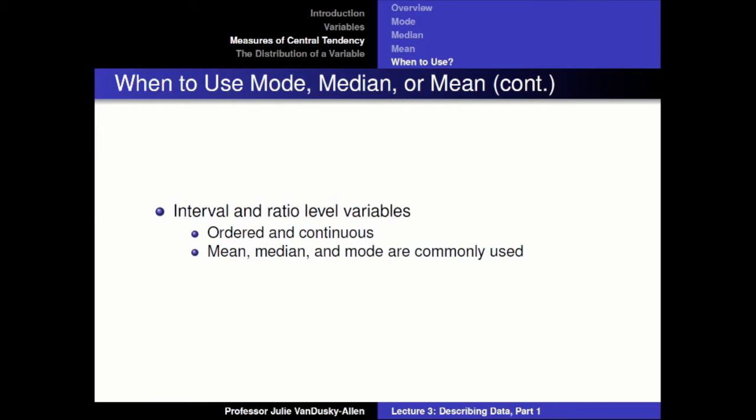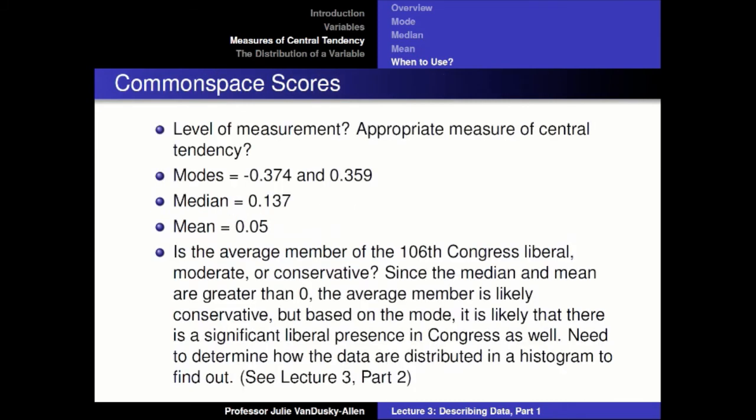Next, recall that interval and ratio level variables are ordered and continuous. Hence, we can use their mean, median, or mode to describe the typical value of these types of variables. Back to the common space score example, recall that the common space scores are ordered and continuous, but they don't have a true zero, so common space scores are interval level. Hence, we could use mode, median, or mean to describe the variable.